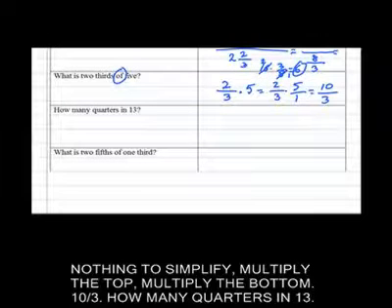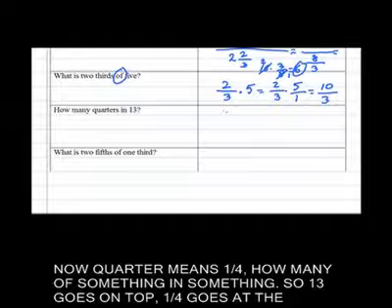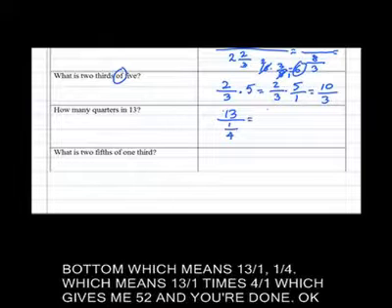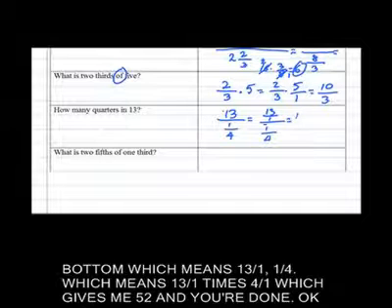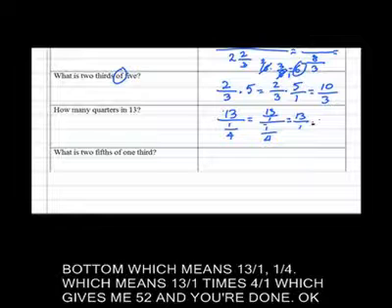How many quarters in 13? Now, quarter means 1/4. How many of something in something? So 13 goes on top, 1/4 goes at the bottom, which means 13 over 1 divided by 1 over 4, which means 13 over 1 times 4 over 1, which gives me 52. And you're done.